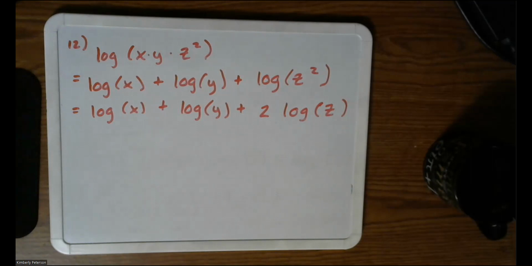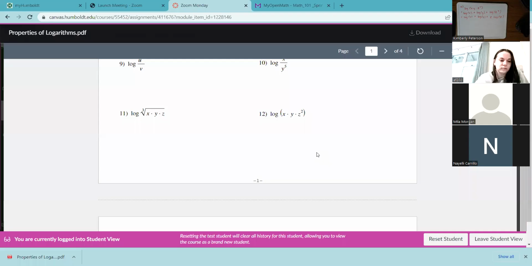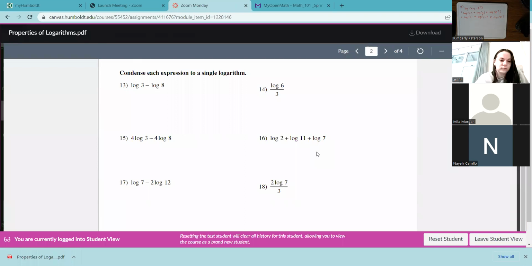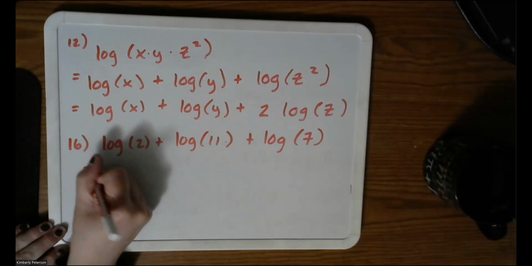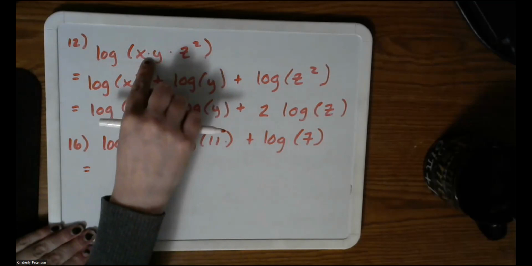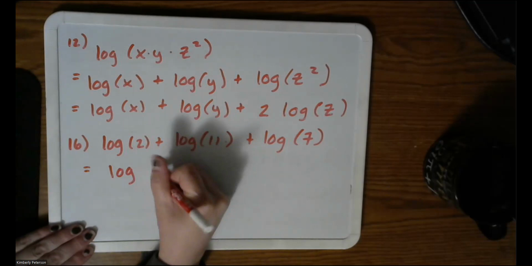Let me skip around a little bit. We probably don't have enough time to do all of these, but how about number 16? This one was group four. We have log of 2 plus log of 11 plus log of 7. For this second half of the worksheet, you're going in reverse. Rather than expanding, you are going to collapse these into a single logarithm. Going backwards, addition turns into products. So I have log of 2 times 11 times 7.